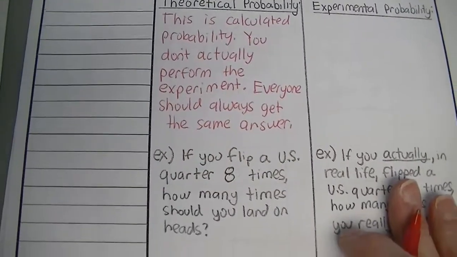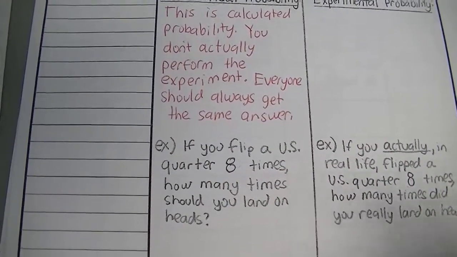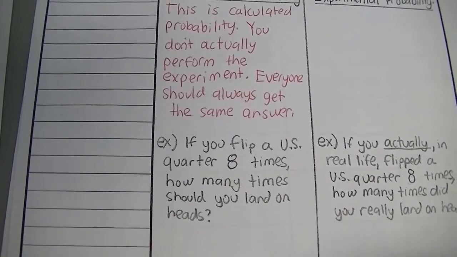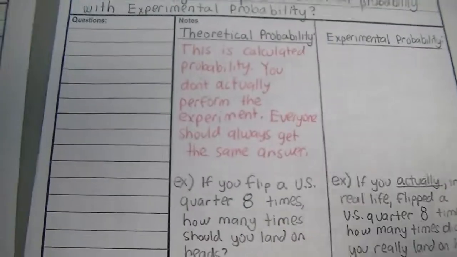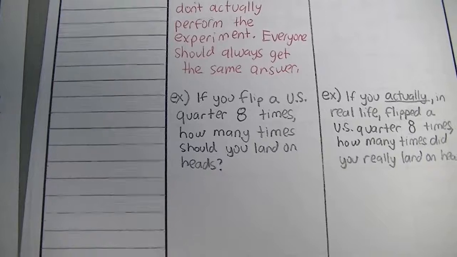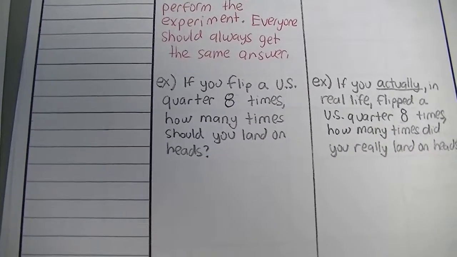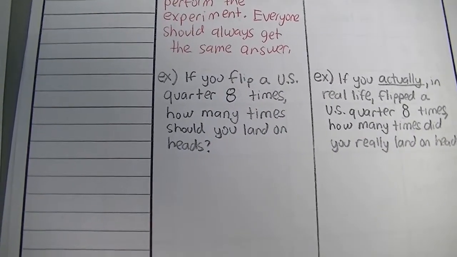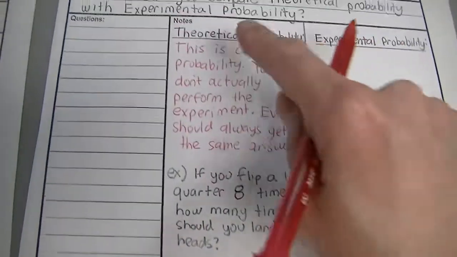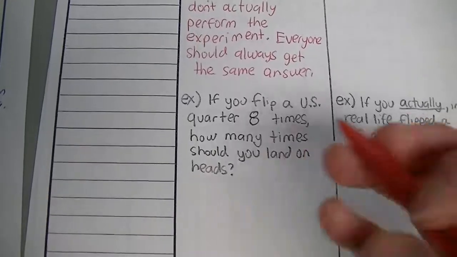So here's an example, and we're going to go ahead and do the theoretical probability. And on all the assessments that we're going to be doing, it's all going to be theoretical probability. Everyone should get the same exact answer because you won't be actually performing the experiment. So the example says, if you flip a US quarter 8 times, how many times should you land on heads? So using theoretical probability, we're going to figure out that answer.